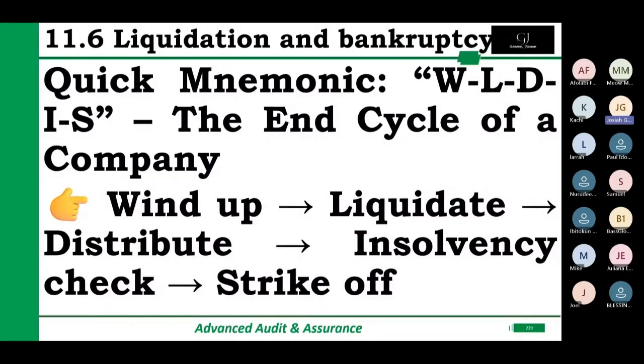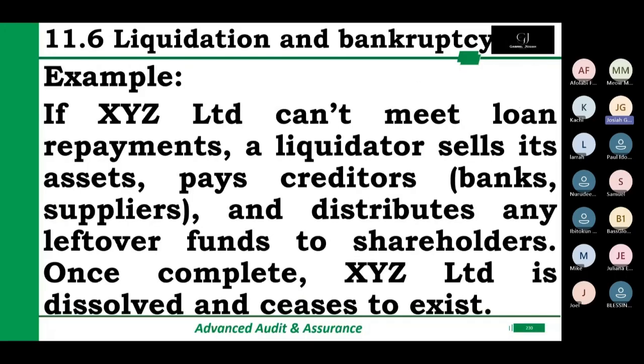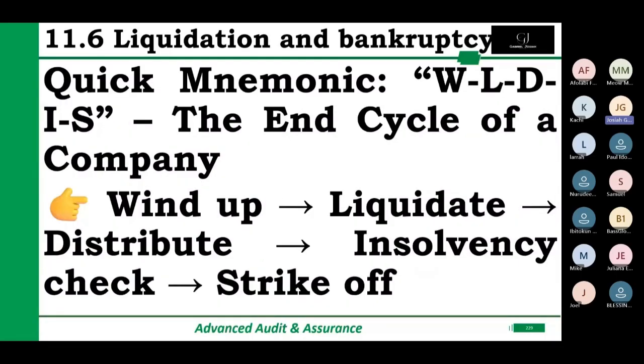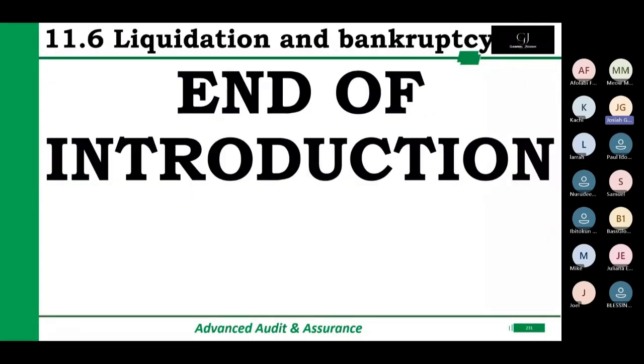So it speaks to the end cycle of a company: winding up, liquidation, distribution of assets, insolvency, checking it, and striking the company's name off the CAC or the register. For example, if XYZ Limited can't meet its significant loan repayments to a bank, a liquidator sells its assets, pays the creditors, which could include banks and suppliers, and also distributes any leftovers to the ordinary shareholders, if there are any. Once complete, XYZ Limited is dissolved and ceases to exist. So that is an example of a scenario of bankruptcy and liquidation.